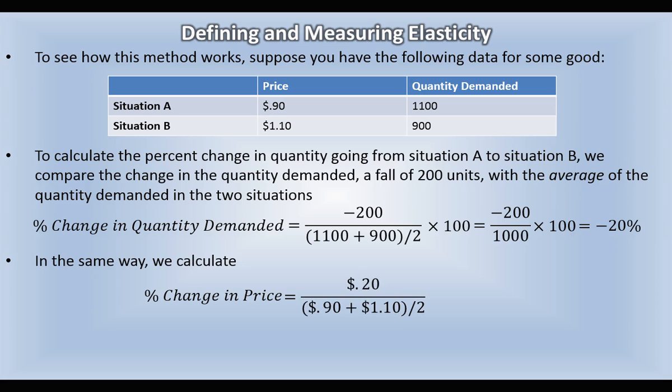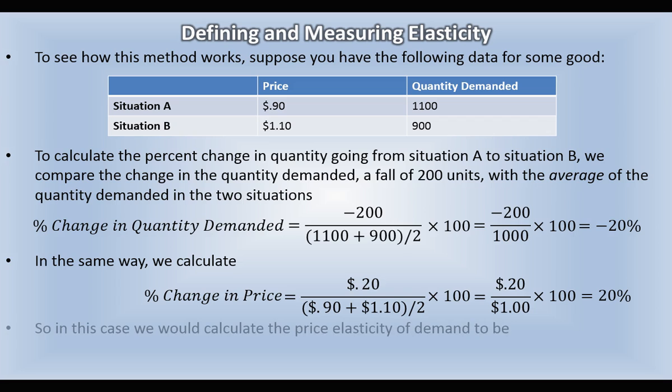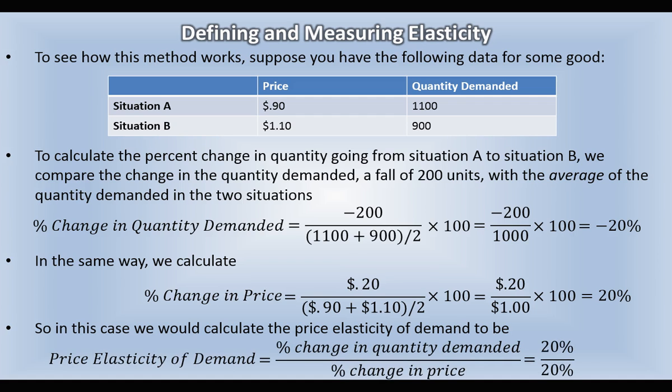So 90 cents plus $1.10 is $2, divided by 2, so the average is $1. And that's going to be times 100. So you have 20 cents divided by $1 times 100, which winds up equaling 20%. So in this case, we would calculate the price elasticity of demand to be the ratio of the percent change in quantity demanded, calculated using the midpoint method, to the percent change in price, calculated using the midpoint method. So that's going to be equal to 20% divided by 20%, which is 1. Sorry, it's 1. It's equal to 1. And I dropped the negative sign again because it's implicit in the measure that it is a negative number because of the law of demand.